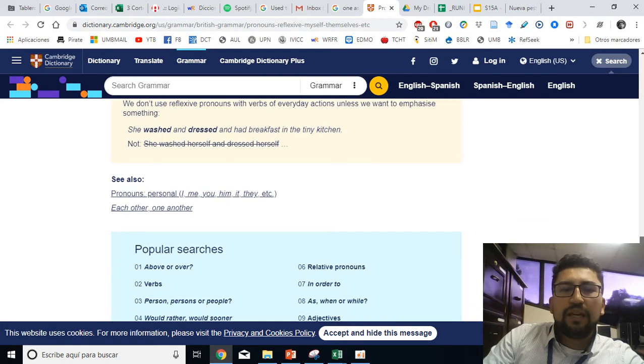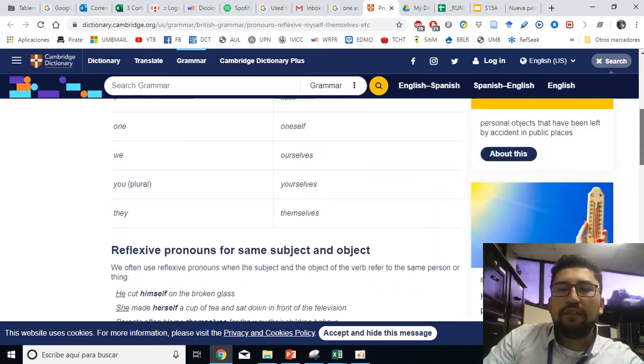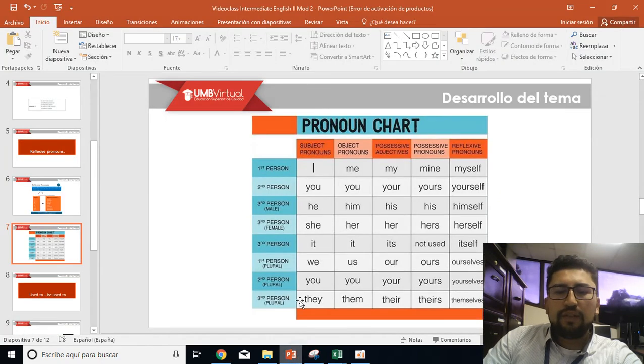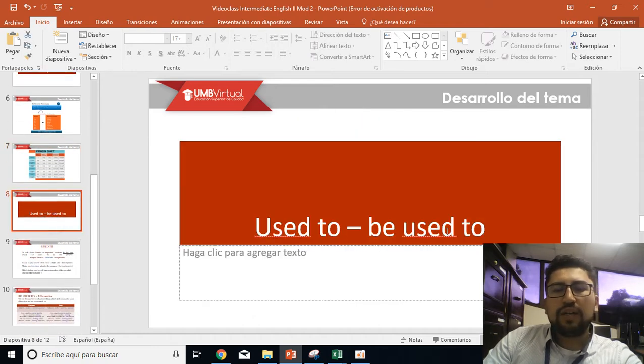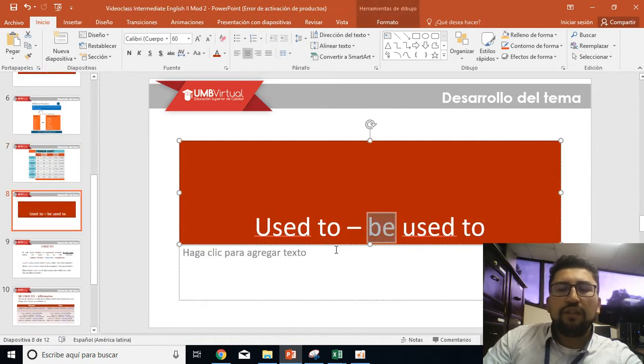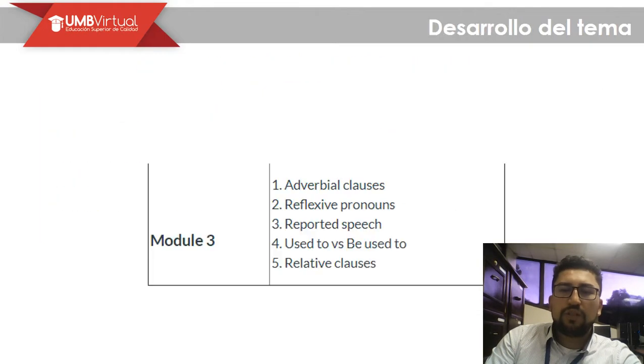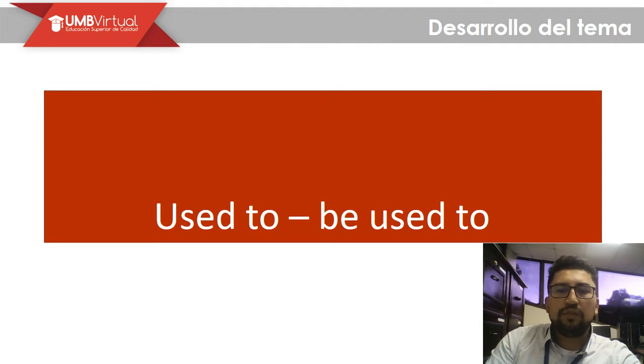And well, this is basically everything about the reflexive pronouns. It is not that difficult, guys. It is something very easy. And well, I think we should continue with the expressions used to and be used to. There is a very important difference here when we talk about this used to and be used to.